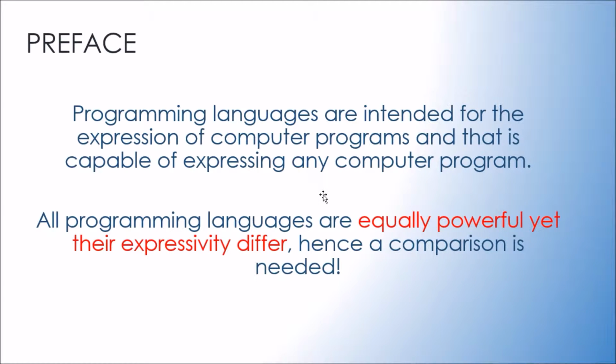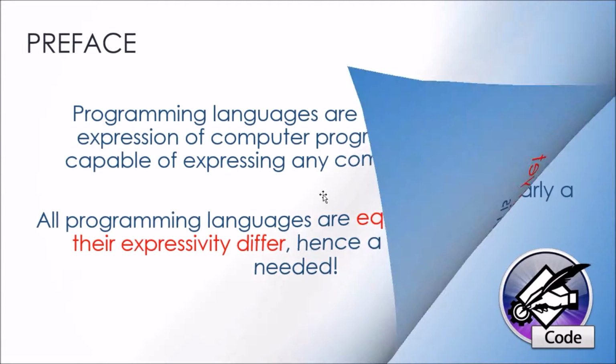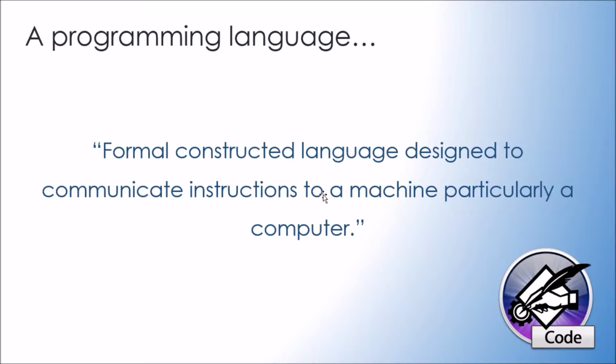At first, we should know why we need a comparison. Programming languages are intended for the expression of computer programs and are capable of expressing any computer program. All programming languages are equally powerful, yet their expressivity differs, hence a comparison is needed. A programming language is a formal constructed language designed to communicate instructions to a machine, particularly a computer.